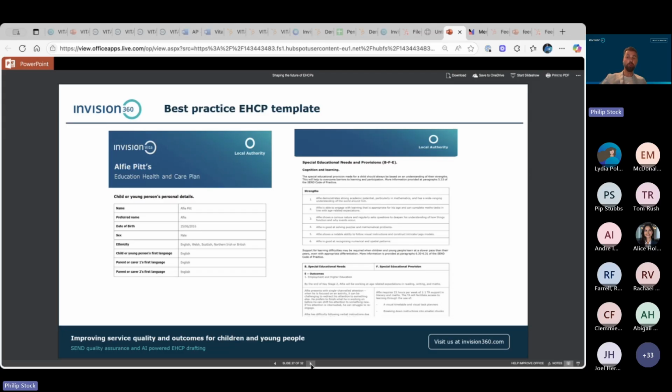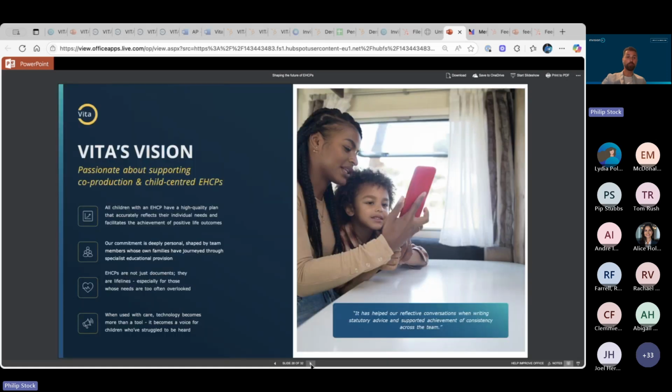After working with 60 local authorities, after reviewing the national EHCP template, after looking at all the change partner program feedback, we put together what we believe is a best practice EHCP template. It aligns very closely to what was the nationally piloted template and all the learning from that. And that's available through Vita for local authorities to aspire to best practice. And our vision is that all children with an EHCP have a high quality plan that accurately reflects their individual needs and facilitates the achievement of positive life outcomes. And that is what we're working to.